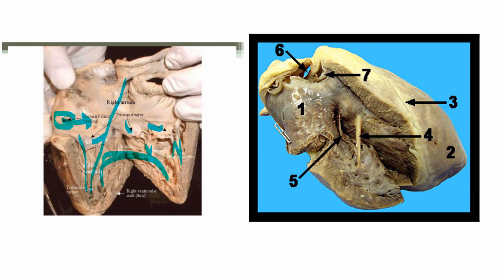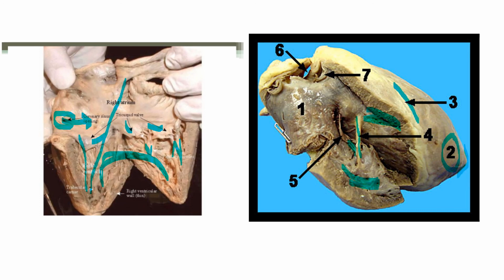This picture over here is still showing you the right side of the heart. Number 4 is showing you that moderator band. Number 5 is showing you one of the leaflets of the tricuspid, and we can see the chordae tendineae here. We can see trabeculae carneae. Over here that I'm highlighting would be the IV septum. Number 2 would be part of the left ventricle, and here we see the apex of the heart.